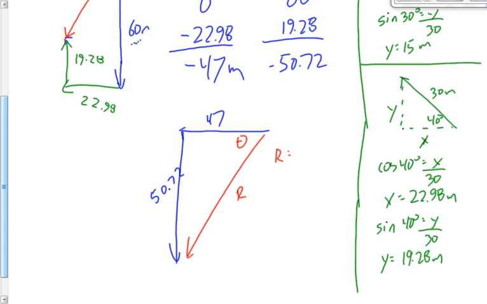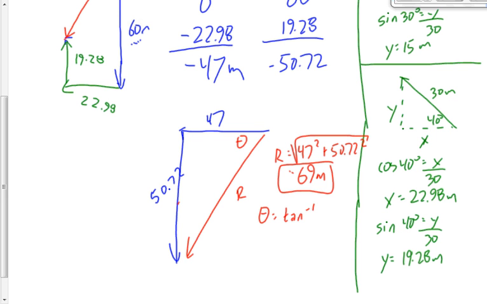R is the square root of 47 squared plus 50.72 squared. What's that give me? 69 meters. Okay, and theta, we got opposite and adjacent. Theta is the inverse tan function of opposite over adjacent, 50.72 divided by 47. What does it give me for the angle? 42 degrees south of west. Anybody say 48? 43? Anybody say 47 degrees west of south? Okay, 47 degrees west of south, that would be good too. Both of those are correct answers.